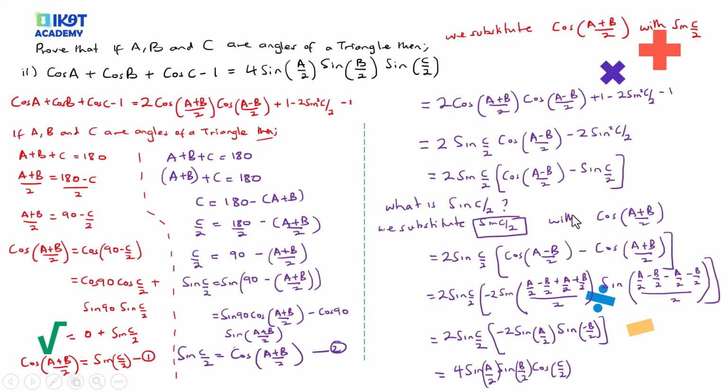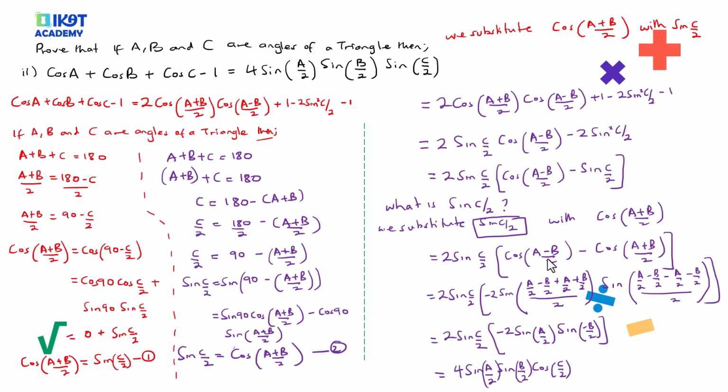Now I come and substitute. I see sine C out of 2 with cos A plus B out of 2. So that's why I come here and substitute everything with that. After substituting with this, now we can apply the factor formula to this. So this is cos minus cos. This becomes negative 2 sine this plus this out of 2. Don't make a mistake, forget to divide by 2, because there are very many 2's here. You're going to end up changing the question.